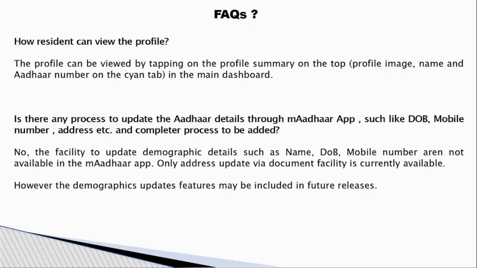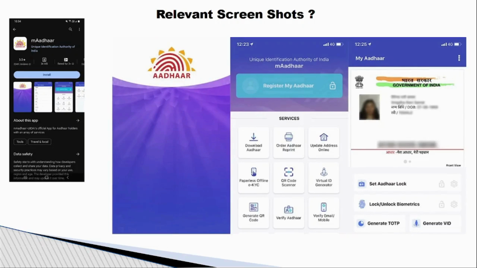You can view your Aadhaar profile image, name, Aadhaar number on your dashboard. Any process to update Aadhaar details like date of birth, you can't update from the mobile app. You should go to the Aadhaar Seva Kendra. But in future, you may get this option. At present, only address can be updated from mAadhaar, and you can see the screen showing how this mAadhaar can be downloaded from the store.